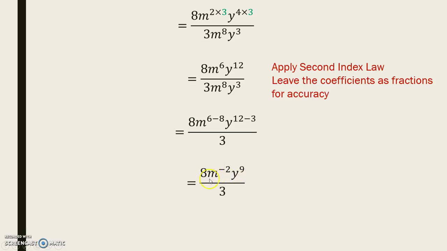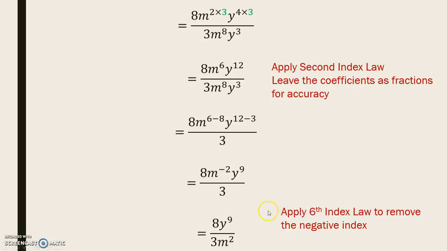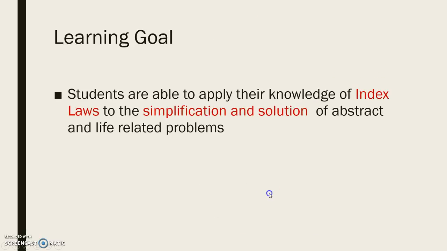Now, as we said before, we prefer positive indexes, so we're going to get rid of the negative by inverting that or flipping that to the denominator. So we end up with 8y to the 9 over 3m squared, and that's the preferable way of writing it. Some of you may wish to write that 8/3 separately, that's fine, but you'll notice this is the way we tend to see it in the textbooks and other places. So that's what we've done, we've flipped that to the denominator.